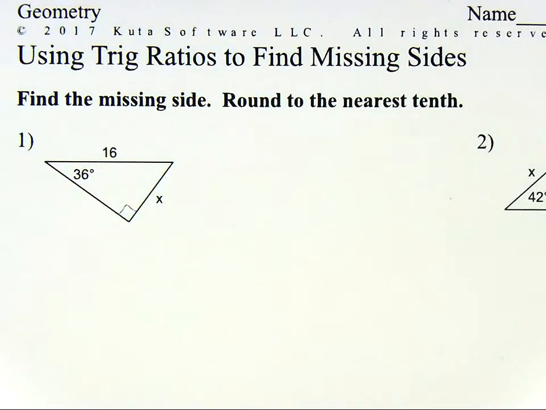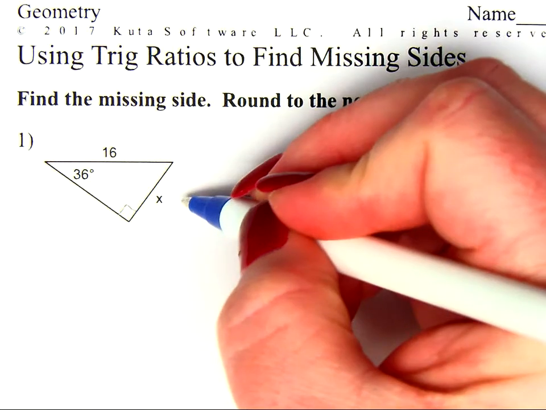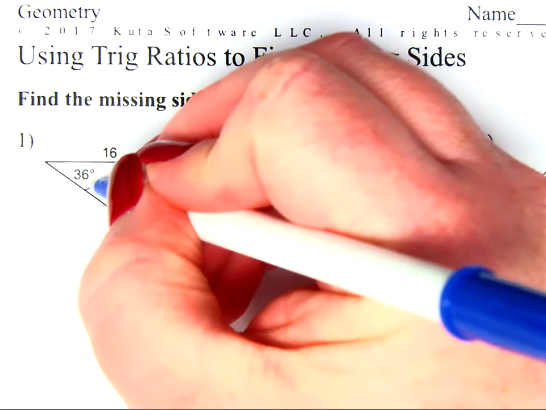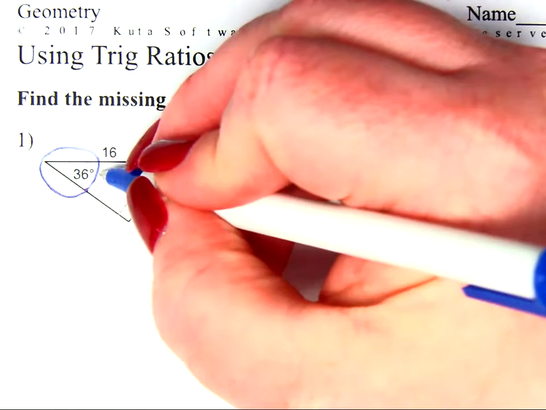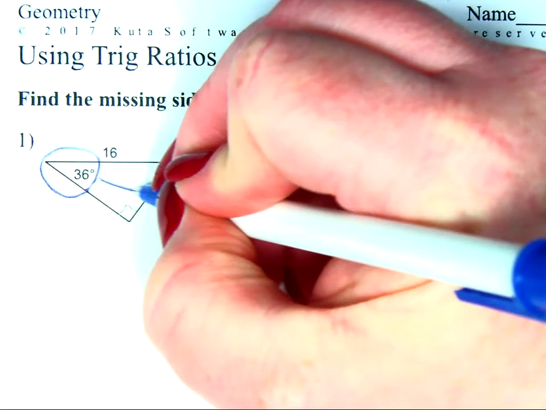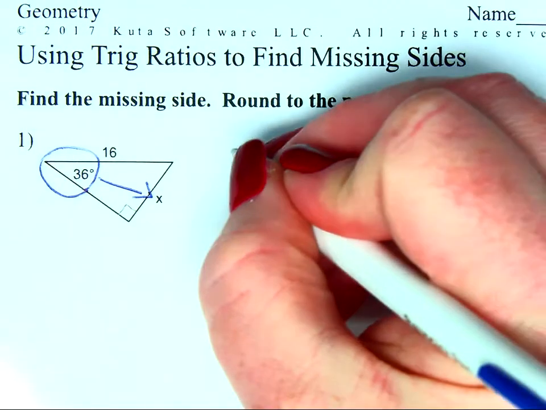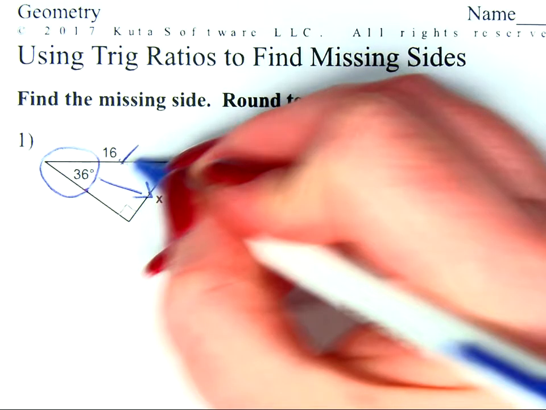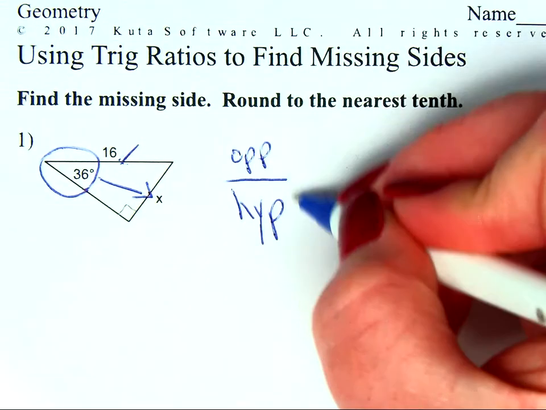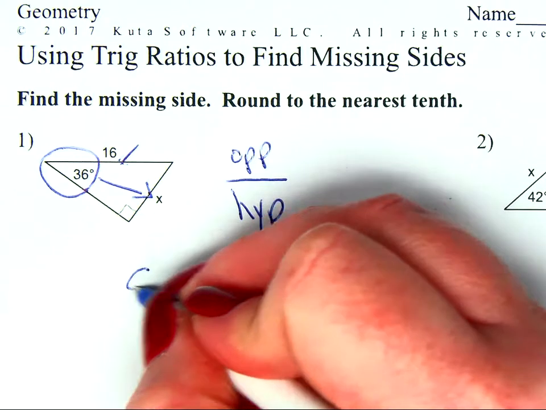So in this example, I want to find the missing side and round to the nearest tenth. I see that I'm looking for A. In order to start, I always start with the angle. In this case, it is 36 degrees. To decide which ratio to use, I need to see what information I am given. With respect to the 36 degree angle, the side opposite is X, so I'm given opposite. I'm also given the hypotenuse. Opposite over hypotenuse is the sine.